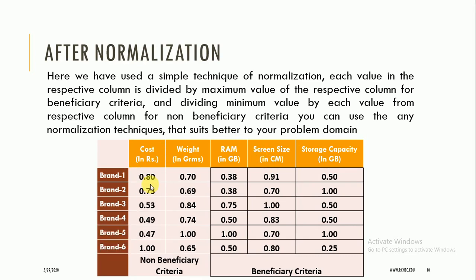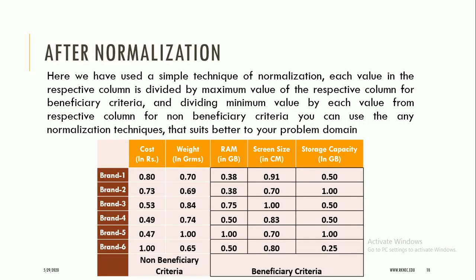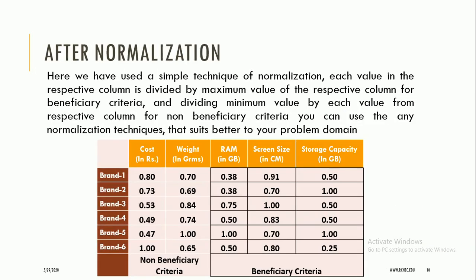When it comes to the non-beneficiary criteria, what is the method? The method that we are going to apply is dividing the minimum value by each value from the respective column. The minimum value present here is 17,500. If 17,500 is divided by 22,000, the value will be 0.80. 17,500 divided by 24,000 gives 0.73. Likewise, we have calculated the values, and hence we will have a normalized decision matrix.